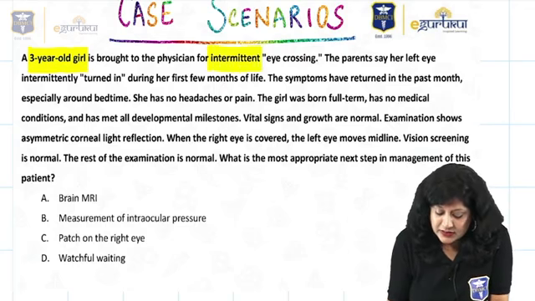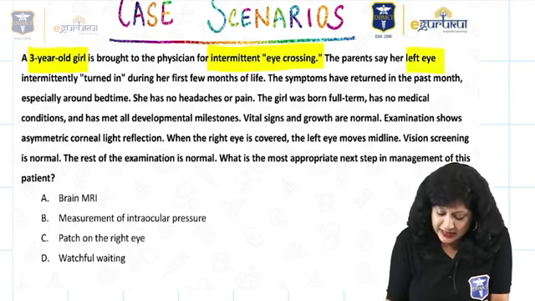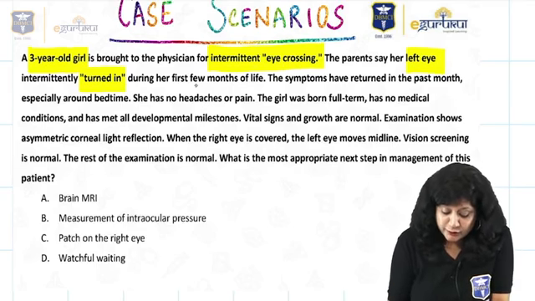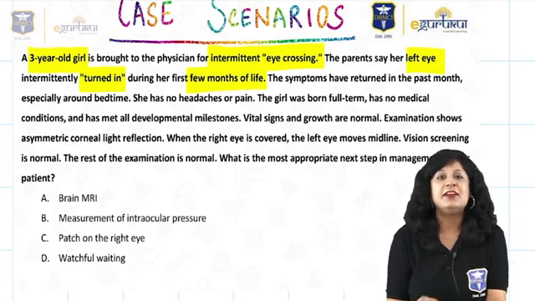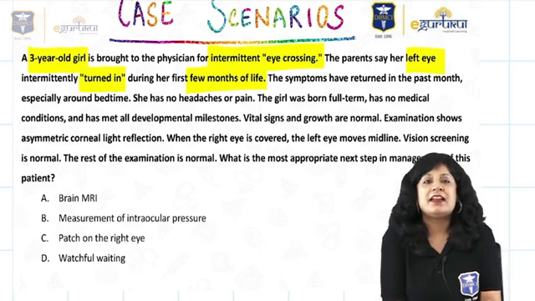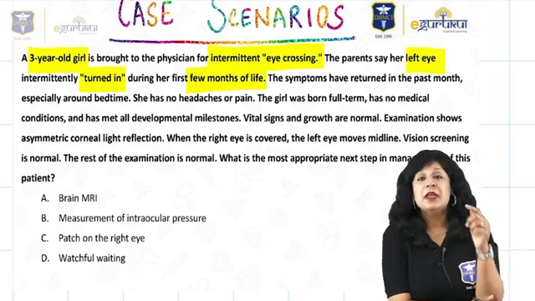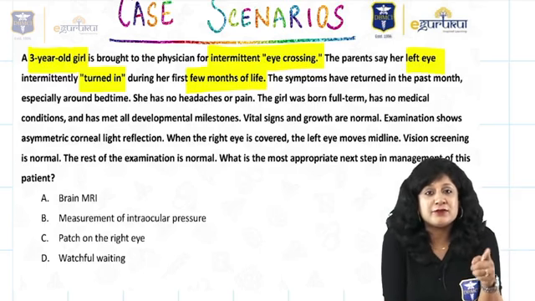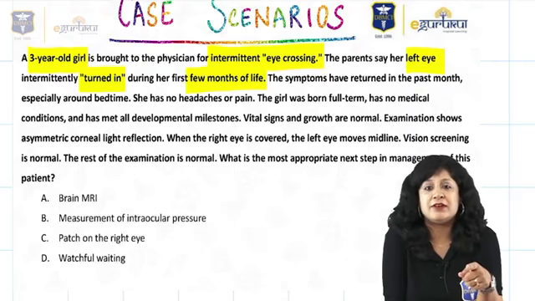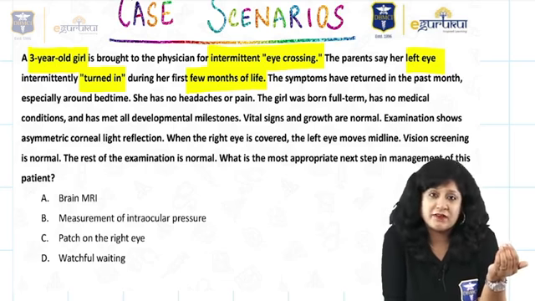So let's get started. Here we have a 3-year-old girl, a small child, brought to the physician for intermittent eye crossing. The parents say that her left eye intermittently turned in during the first few months of life. Now, can you see, this explains clearly what I usually say, that these things are usually neglected in the early years of life. The parents had noticed her left eye turning in intermittently in the first few months of life, and now she is 3 years old and still no treatment has been given to her.